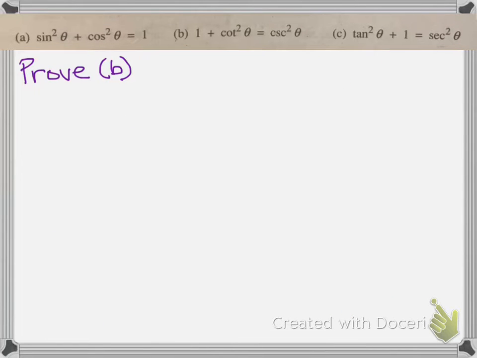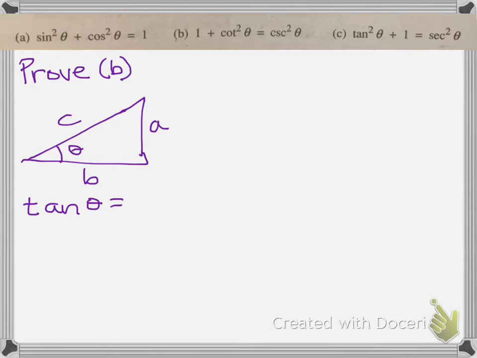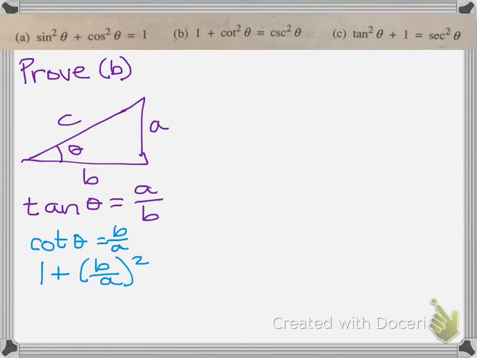Okay, now we're going to go to part B, proving 1 plus cotangent squared theta is equal to cosecant squared theta. We're going to start with the exact same triangle, and we're going to start with tangent theta. Tangent theta, again, is TOA, opposite over adjacent, which is A over B. Cotangent theta is the inverse of that, so it's B over A.